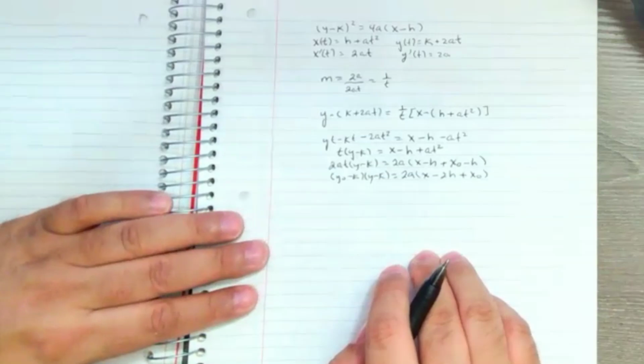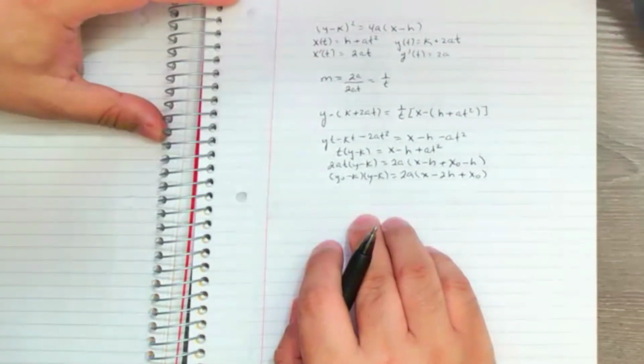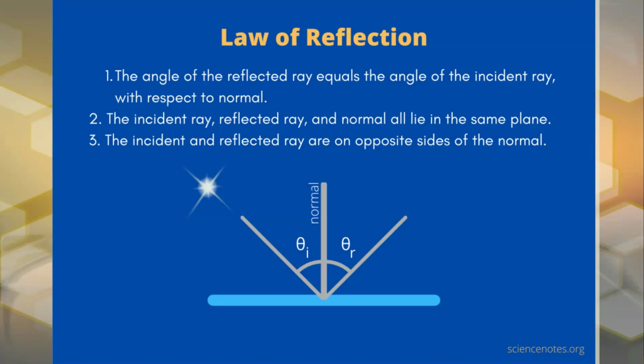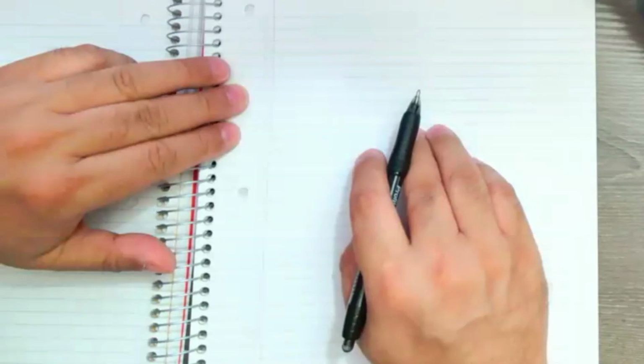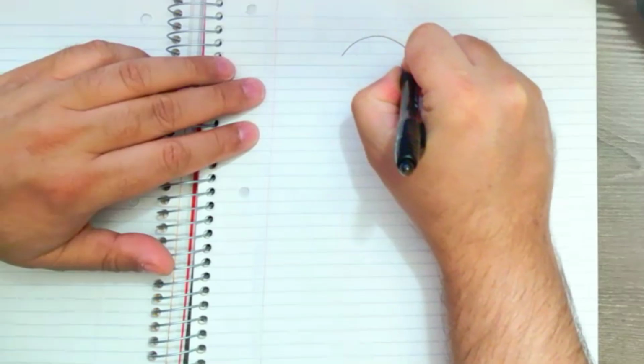Okay, so next we're going to look at the physical law, the law of reflection. The law of reflection states that the angle of the reflected ray equals the angle of the incident ray with respect to the normal to a surface. The incident ray, reflected ray, and the normal all lie in the same plane, and the incident ray and the reflected ray are on opposite sides of the normal. Now, the law of reflection holds regardless of whether the surface is curved.